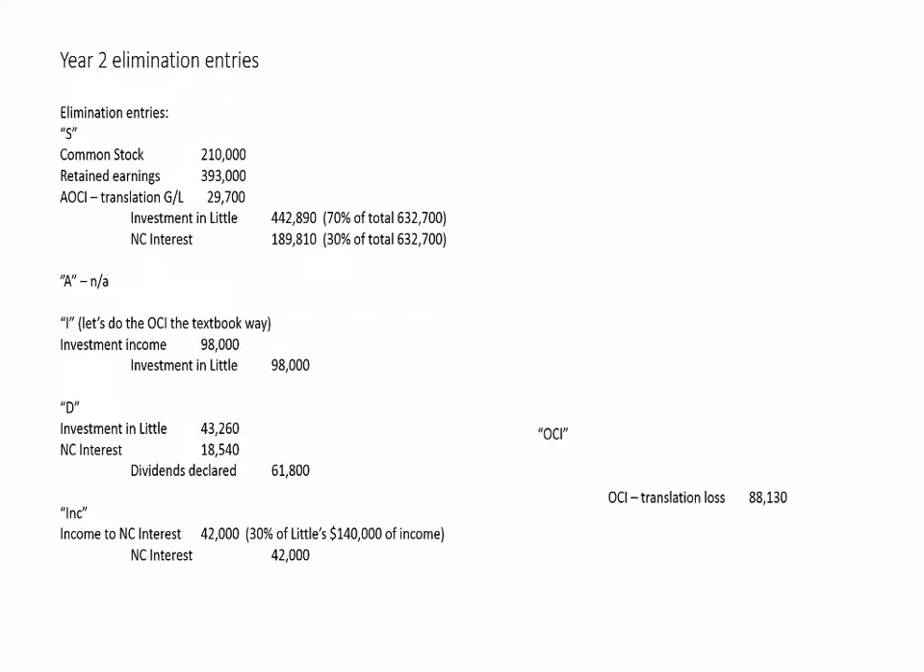So again, we're going to go ahead and eliminate Big's translation loss, and we eliminate that against their investment in Little. We're also going to go ahead and allocate part of that translation loss to the non-controlling interest. So again, if you visualize what's going on in the statement of comprehensive income, we've got this $120,000 debit balance, this translation loss for this year, and we're going to take away part of that with a credit and essentially allocate that to the non-controlling interest.